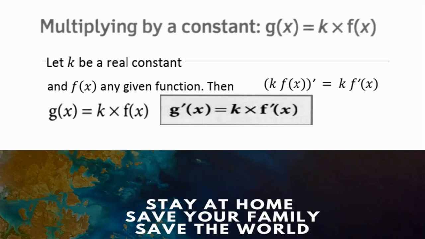g of x is equal to k times f of x. So let k be a real constant and f of x any given function. Then the derivative of k times f of x is equal to k times only the derivative of f of x. Why? k is a constant, so it will remain unchanged and we only differentiate the function of x.